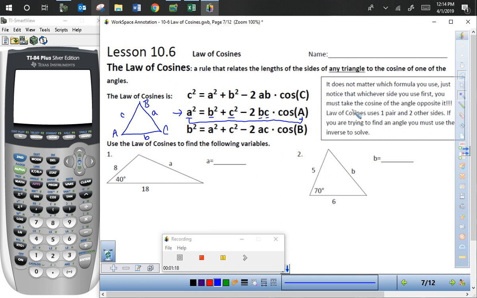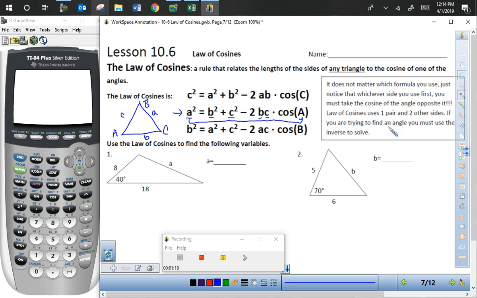That's what this says over here. It doesn't matter which formula you use. Just notice whichever side you use first, you have to use the cosine of the angle opposite it. We talked last time about picking two pairs. For law of cosines, we're only going to use one pair versus law of sines that used two. So we'll use one pair, so one angle and one side will go together, and then just two other sides. Just like last time, if we're going to solve for an angle, we have to use the inverse at the very end, but we'll get to that.